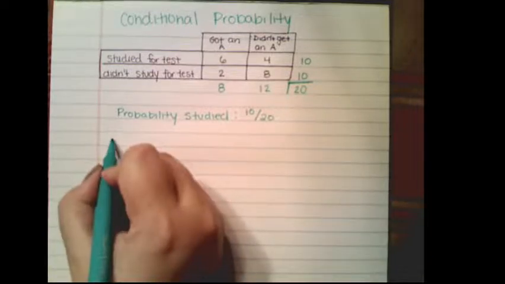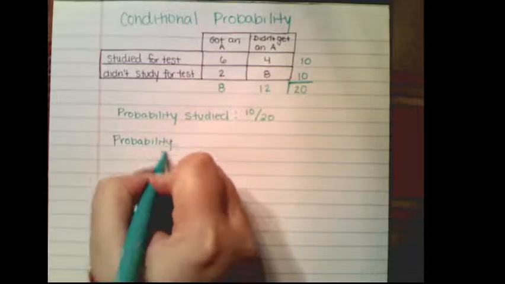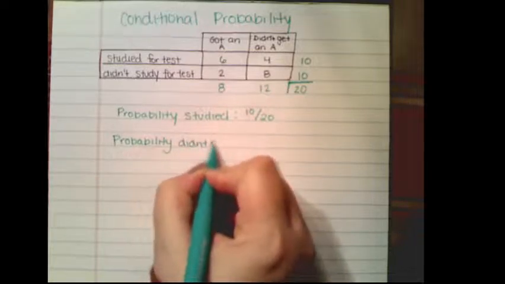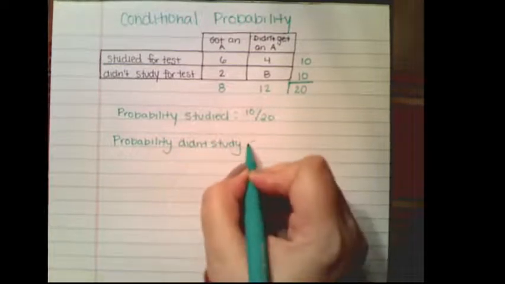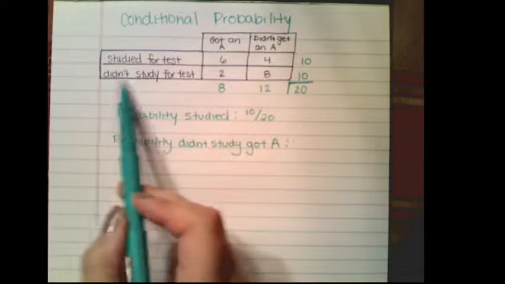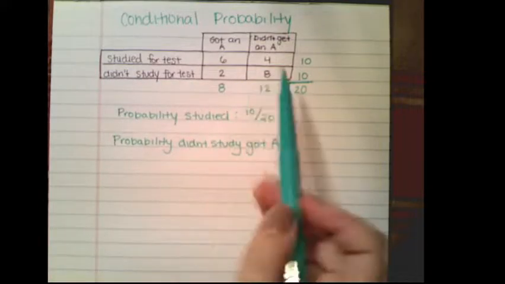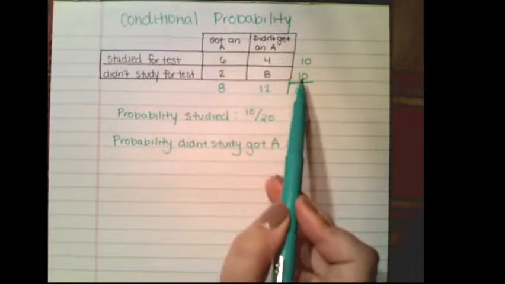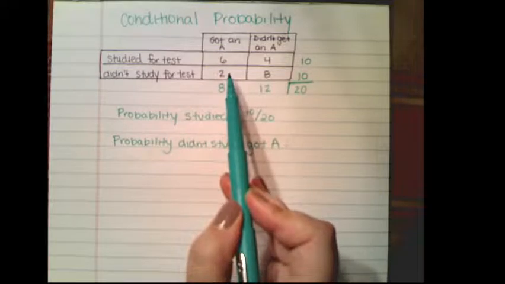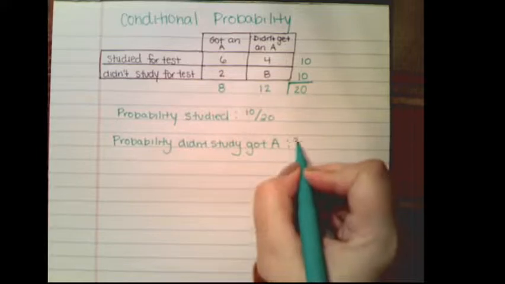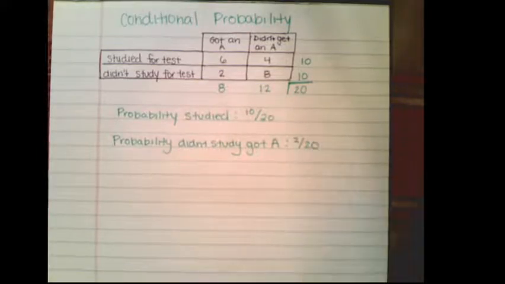Or I might ask the question for the probability of not studying, but still got an A. So this time I want someone who did not study, but got the A. So I don't care about those who didn't study and didn't get the A. So I'm not looking for a total. I want the ones who didn't study and got an A, which is my 2 students out of my 20 students.